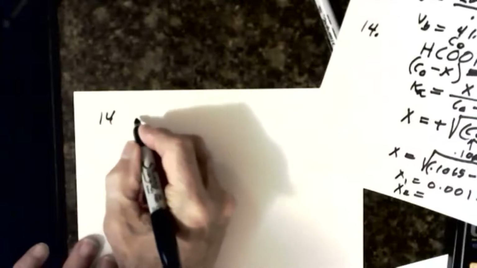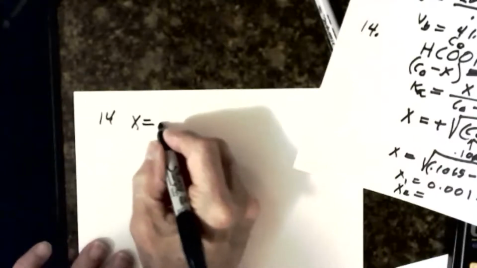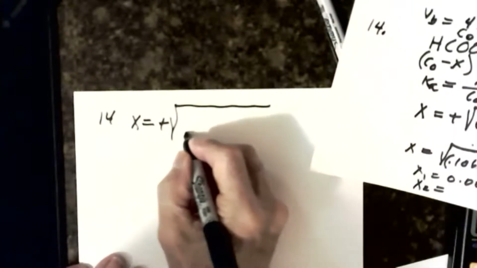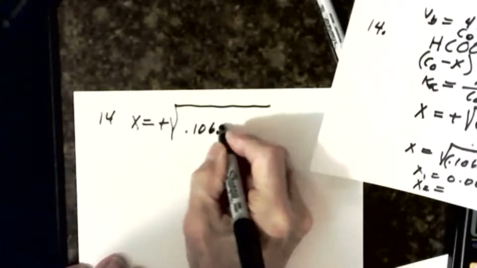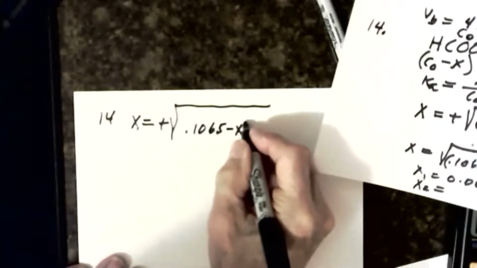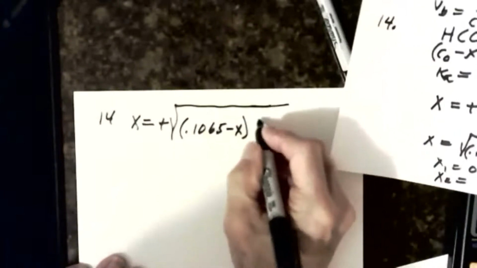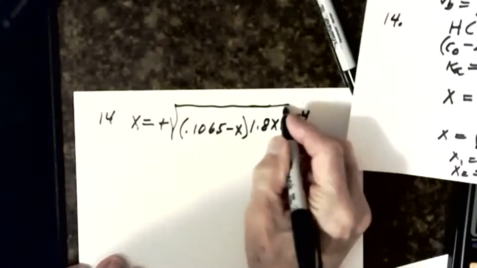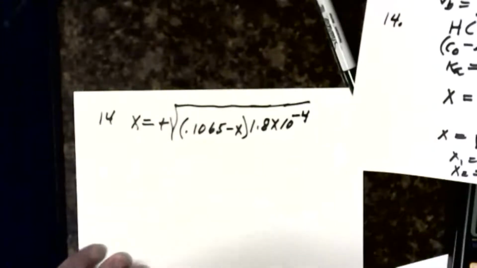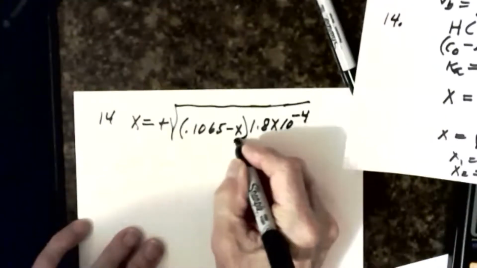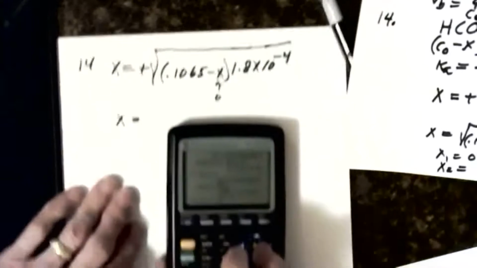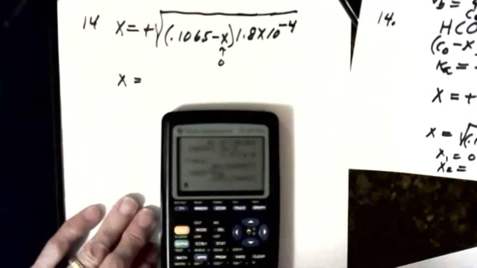Here we go. X is equal to plus the square root of the original concentration of acid, 0.1065 minus X, times Ka, which is 1.8 times 10 to the negative fourth. That's what the data says. Now let's put in a 0 here and see what we get. So I take 0.1065.